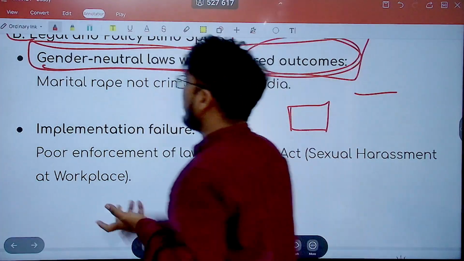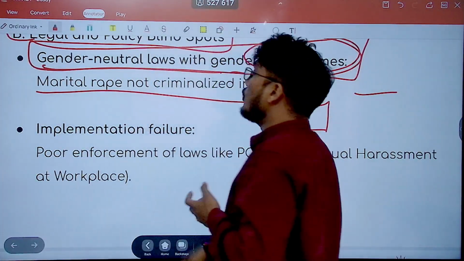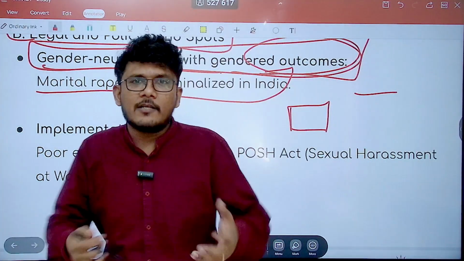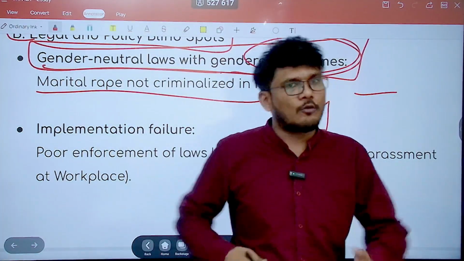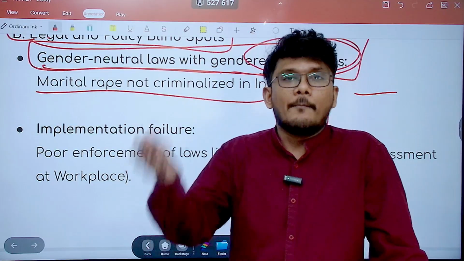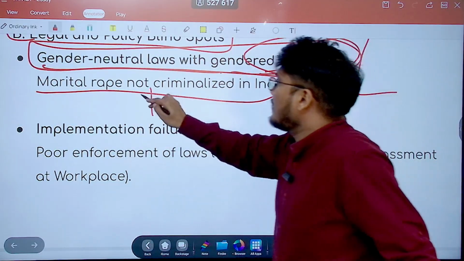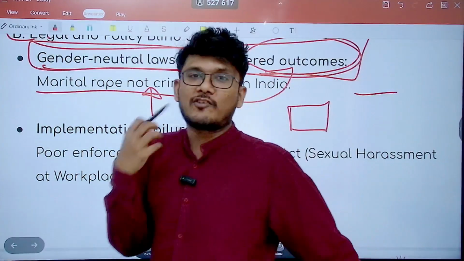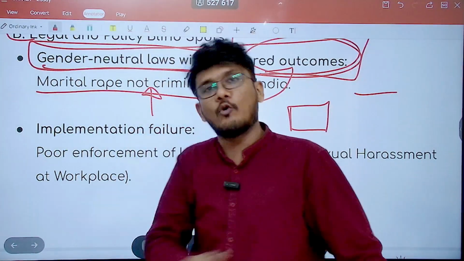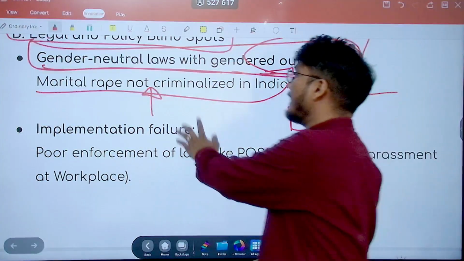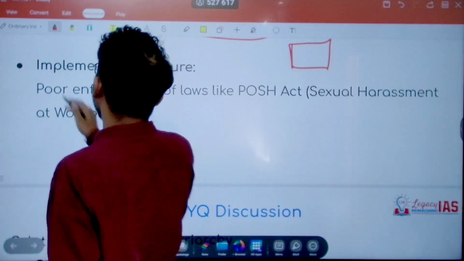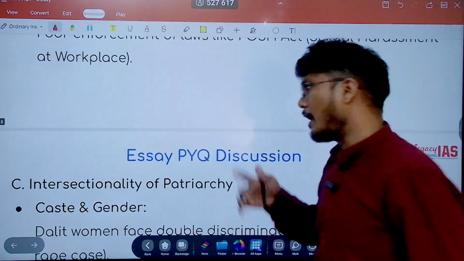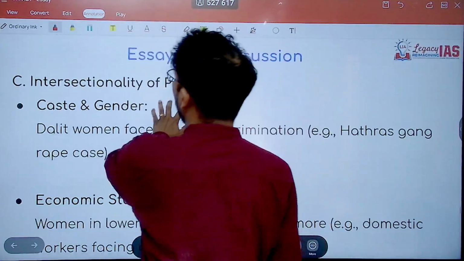And one example is that of marital rape, not yet criminalized in India. So you may say that it is not criminalized for both males and females. So how does it matter? It's the same. But why does it have a gender inequality issue? Because it is the females who are experiencing marital rape almost all the time. So that is why it is an unequal law. Then of course the implementation failure, the implementation points should come at the very end, not in the beginning.